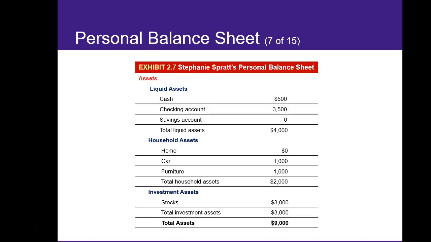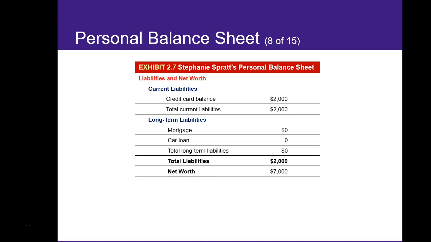So here we have a sample balance sheet for Stephanie. She's showing her assets, liquid assets, meaning that they're in the form of cash or can be converted into cash in a short period of time. Her household assets, as well as her investment assets. So her assets total $9,000. Her liabilities, the only thing she has as a liability, she's doing great, would be her credit card balance. Therefore, her net worth, assets minus liability, is a total of $7,000.